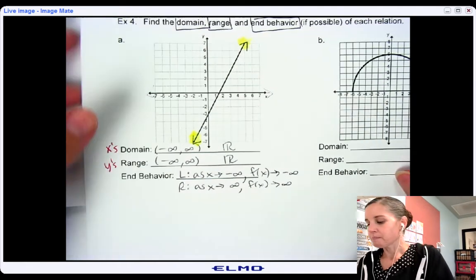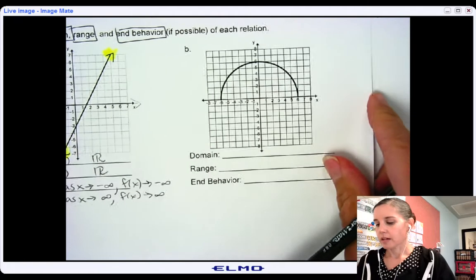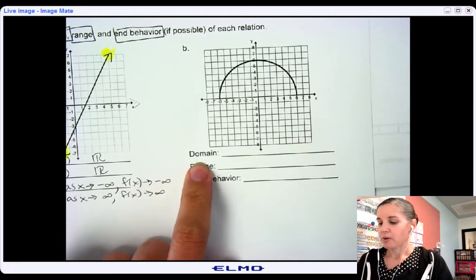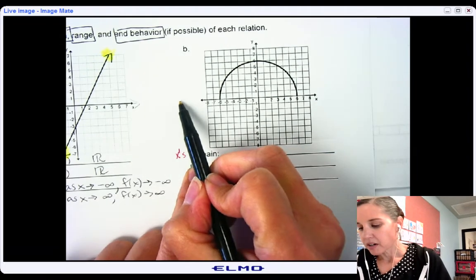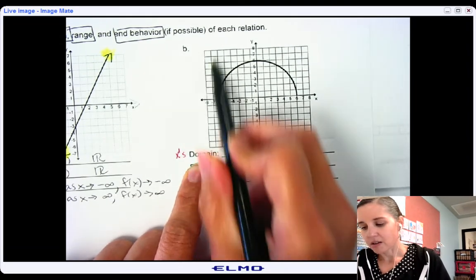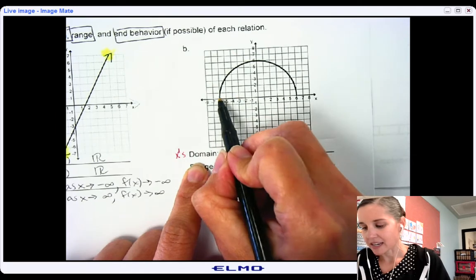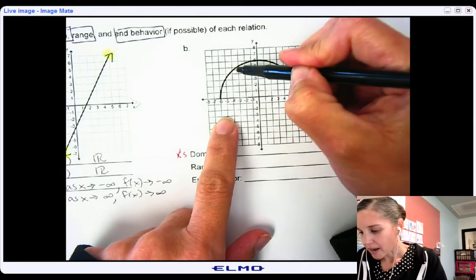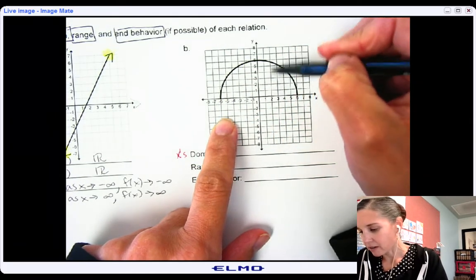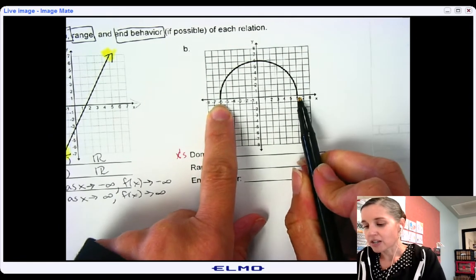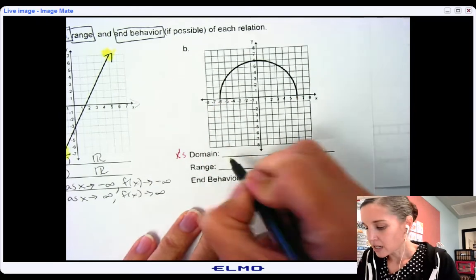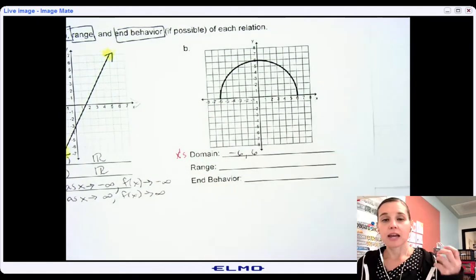Let's try part B. Okay, so part B, my domain. Again, those are my possible x's. Well, if I come over here, I don't have any x matches at all on my graph. The first time I have an x is at -6. Then I keep having matches on my graph. Match, match, match, and all of a sudden I don't anymore. So from -6 to 6, I have matches.